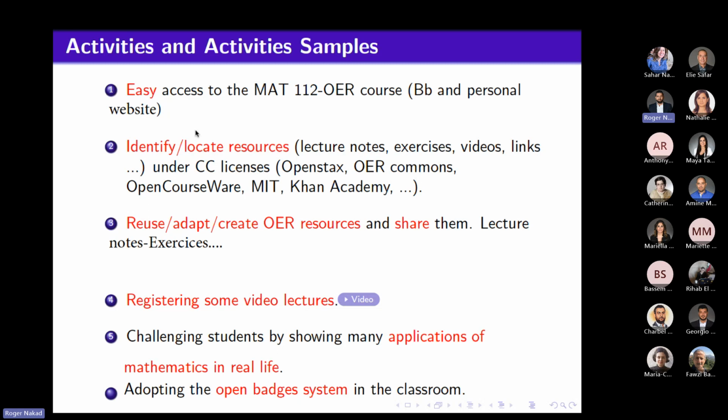We have revamped all sections using resources which are under CC licenses in terms of lecture notes, exercises, and videos. I will show you in a few seconds some samples. We have used, of course, OpenStax, MIT, Khan Academy, and so on. We have not only used available resources, but we have created some new videos and lecture notes.